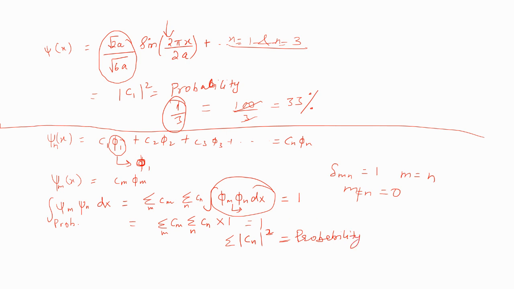So similarly, if n is 1, the probability of finding the particle for this wave function will be c1 square. And the probability of finding the particle for this state phi 2 will be c2 square. Got it? How this 33 comes and what is the logic behind it? So shall I move to the next question? Is there anyone who has a doubt?